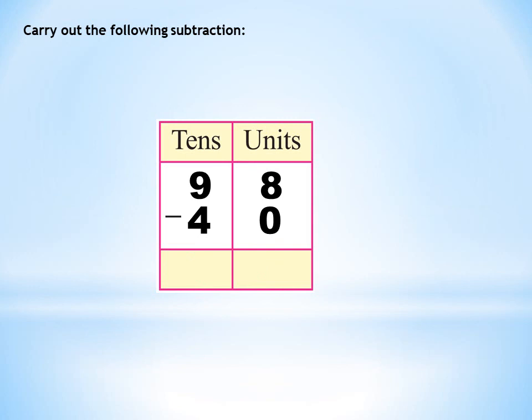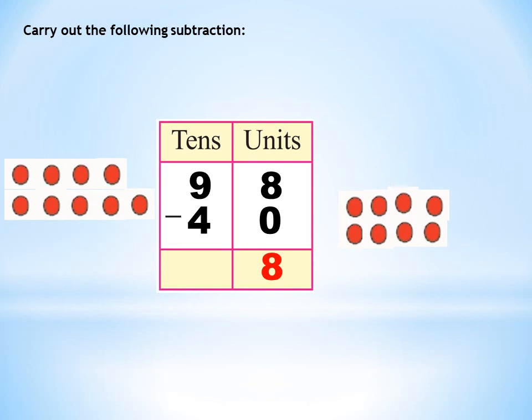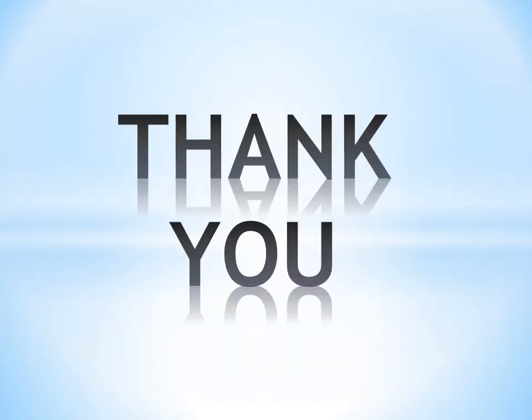Second example, 98 minus 40. Students, first we will subtract 8 minus 0. Answer is 8. And 9 minus 4. 1, 2, 3, 4. Answer is 5. So 98 minus 40 is equal to 58.